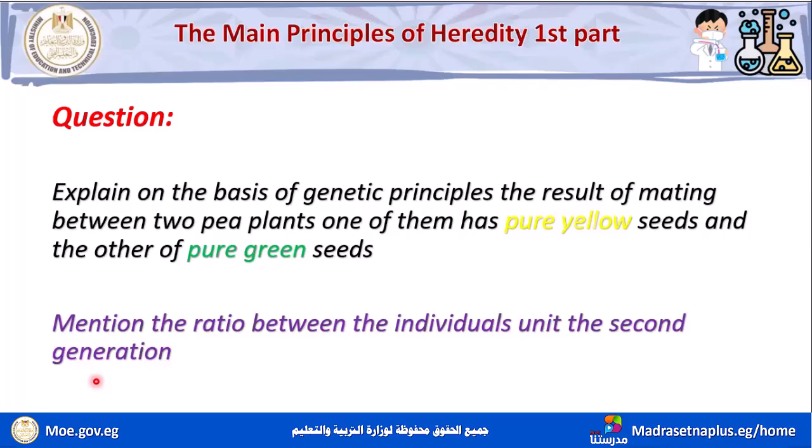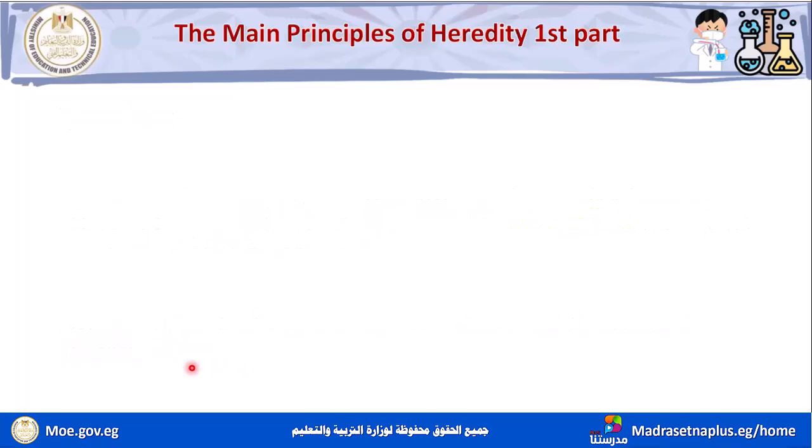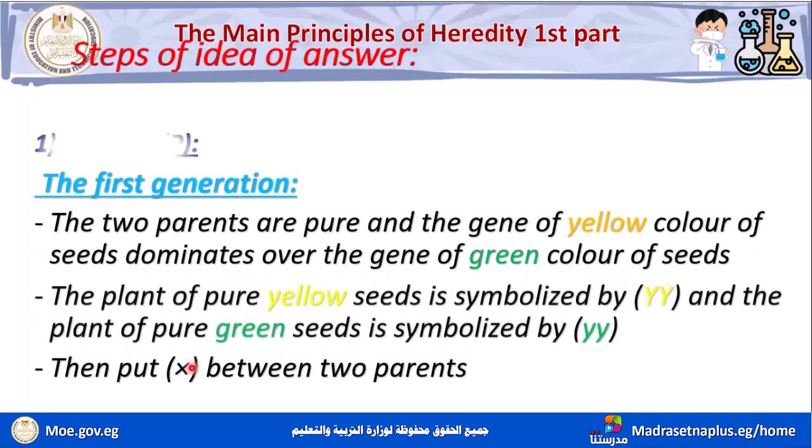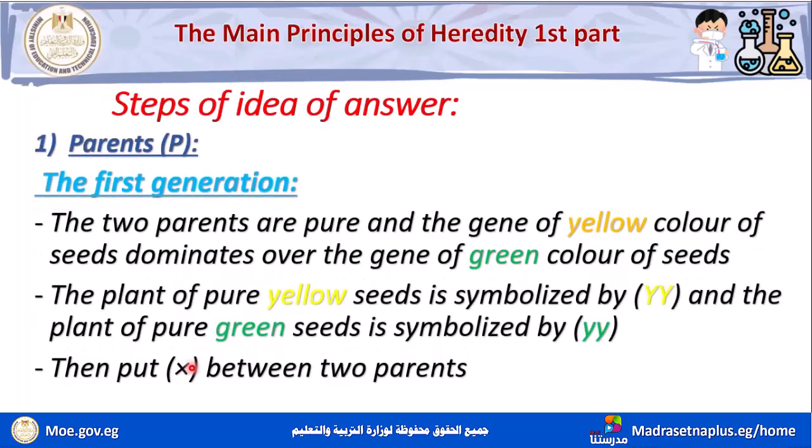Explain on the basis of genetic principles the result of mating between two bee plants, one of them has pure yellow seeds, dominant trait, and the other pure green seeds, recessive trait. Mention the ratio between the individuals until the second generation. Okay. Steps of the idea of the answer.